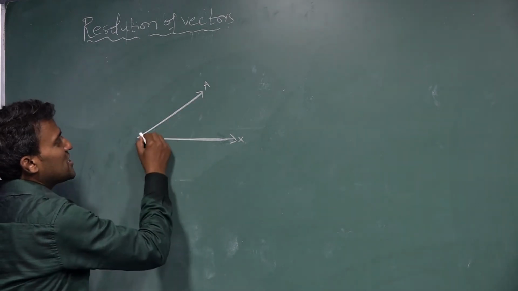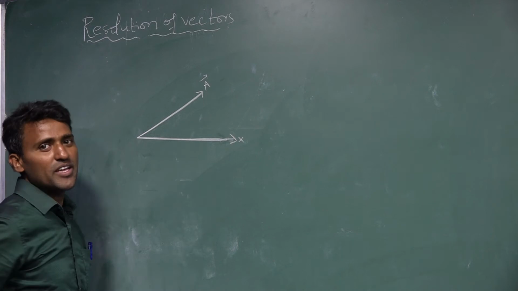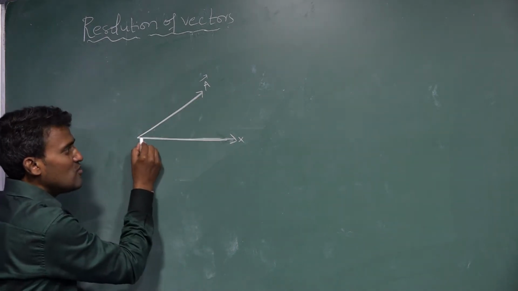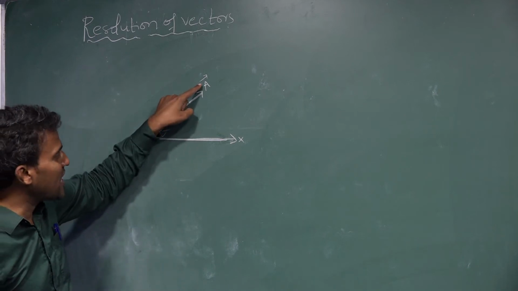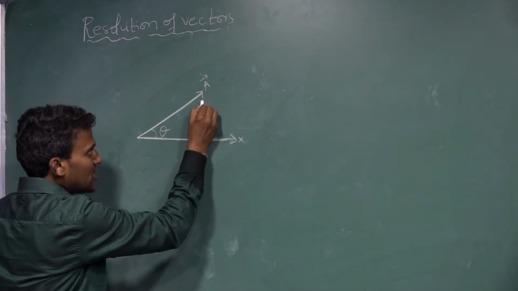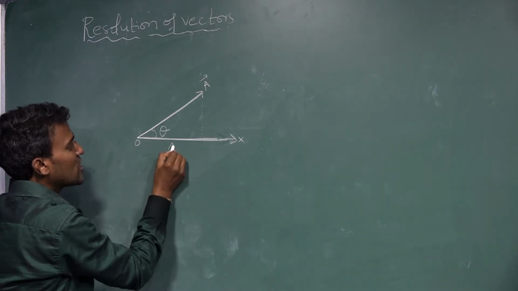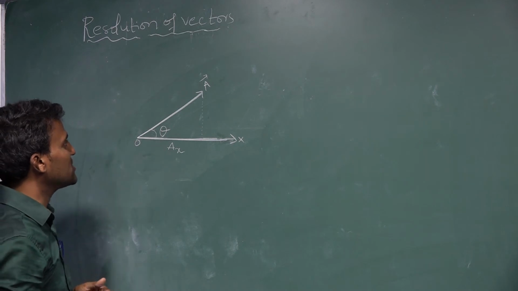Now one vector is acting along this direction. That vector's name is A. This vector is making an angle theta with the x-axis. For your understanding, I am just drawing here. From O to here, the distance we are writing is AX. The magnitude is AX, isn't it?